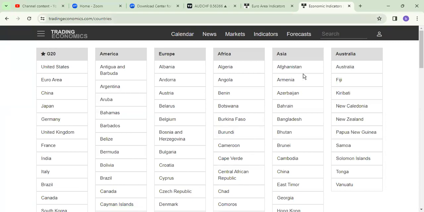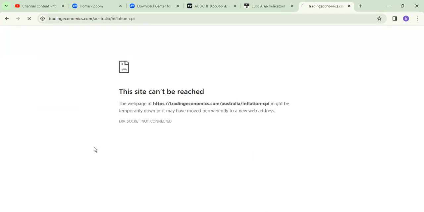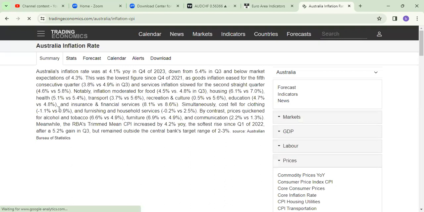We are looking for Australia. There were news for the Australian dollar. It was inflation rate. It was inflation rate, and come on, man. Forgive me, guys. There we go. Okay, good. So it was inflation rate, right?